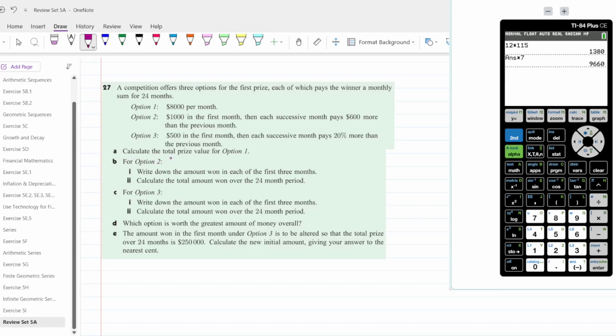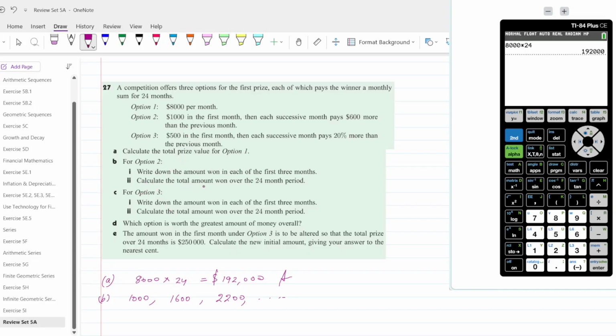Calculate the total prize value for option 1. Total prize money is going to be 8,000 times 24, which is 192,000. For option 2, write down the amount won in each of the first 3 months. So 1000 for the first month, 1600 for the second month, and 2200 for the third month, and so on.